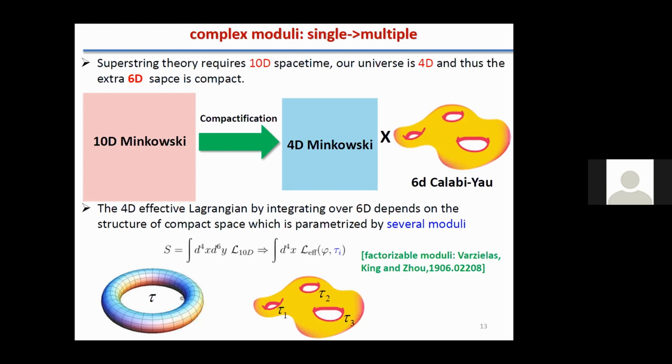So it is not a single tau, but multiple tau. For example, 3 tau: tau 1, tau 2, tau 3, and this is the motivation. The simplest possible case is the factorizable modulus. That means the 6-dimensional extra-dimensional space is compactified to 3 tori. This is the simplest case.